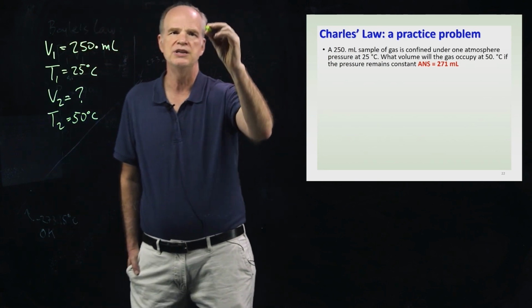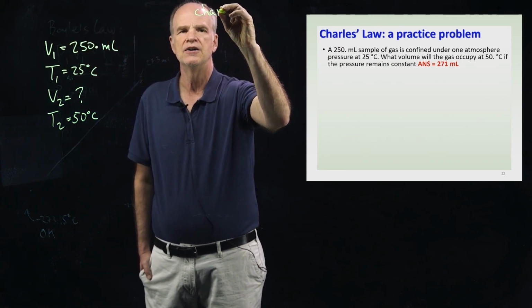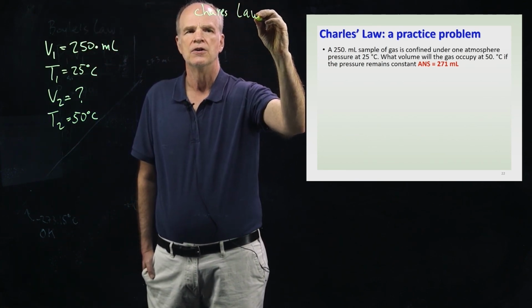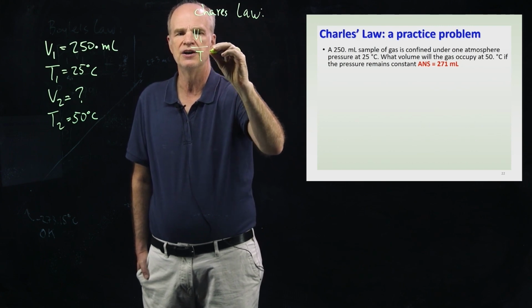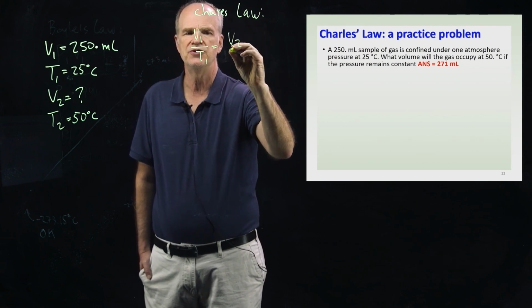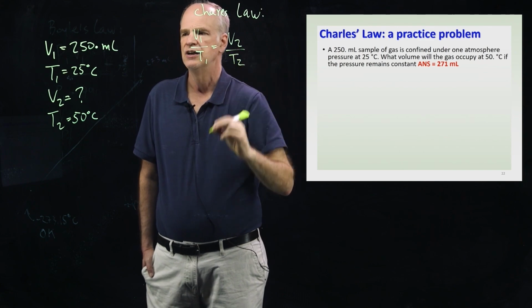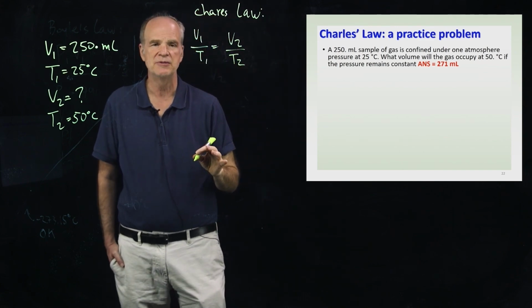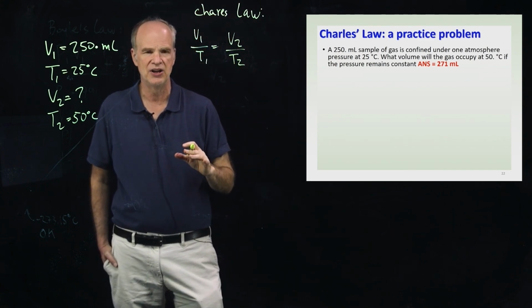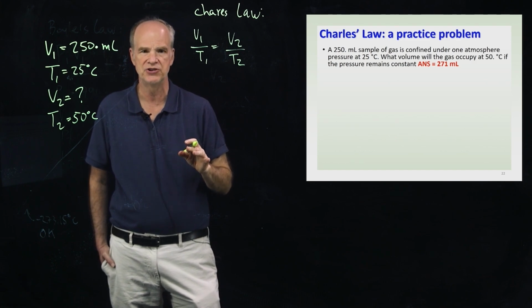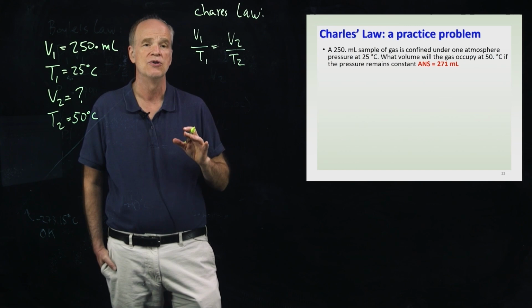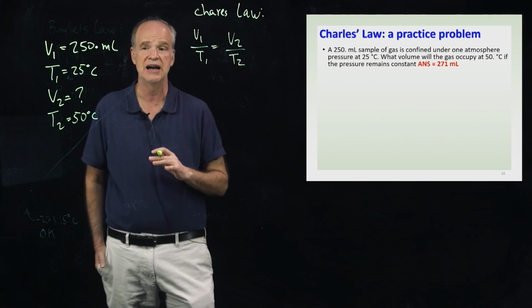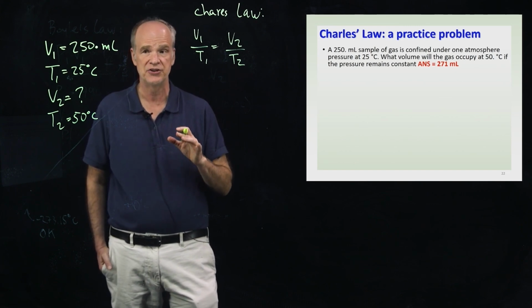Okay, so what we need to use is Charles' law. So let me write out what that is. It's V1 over T1 is equal to V2 over T2. Okay, so as I was saying before, with these simple gas laws, you must convert any Celsius temperature to Kelvin, or if you don't do that, you'll get the wrong answer. So let's do that as our first step.